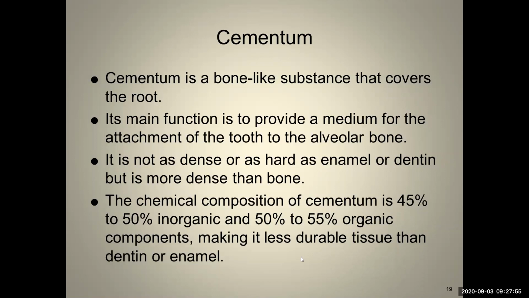The chemical composition, okay, let me go over this and then I'll stop. We're going down from the hardest substance of the body, which was the enamel. Then we have the dentin. Right now we've got the chemical composition of the cementum, which is 45 to 50% inorganic, and then 50 to 55% organic components, making it less durable than the dentin or the enamel. Okay, what was the question?